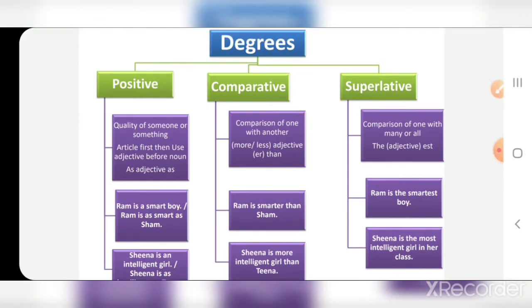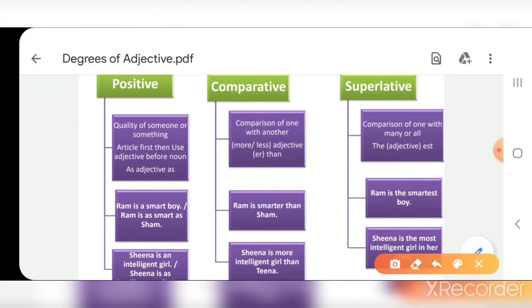As I said, we use an article. So here's an article. Ram is a smart boy. A and the are articles. A is an article, then smart is an adjective because it tells more about boy, that is a noun. If there is no noun and only adjective, then we don't use article in positive degree.